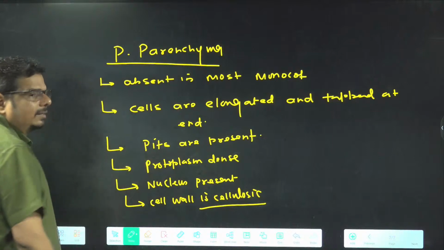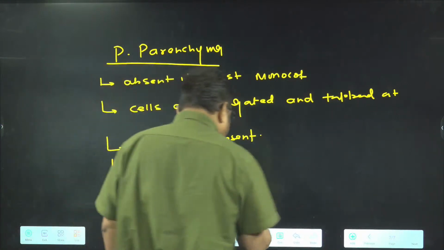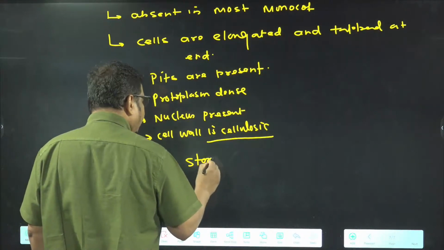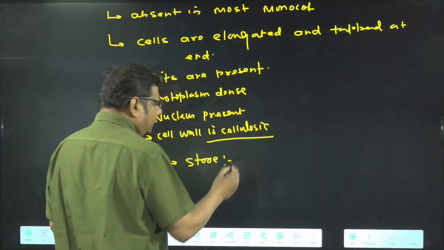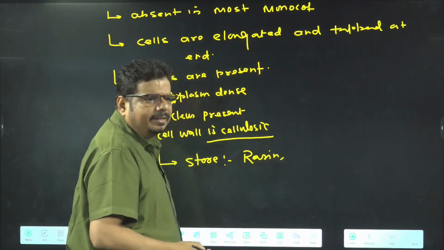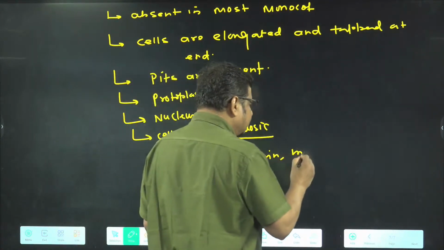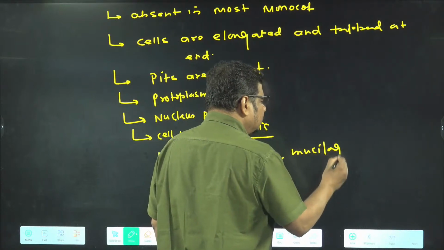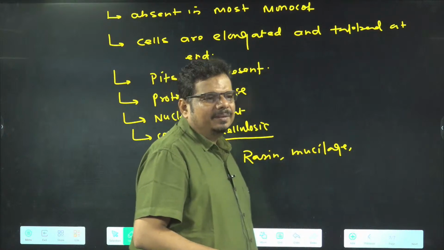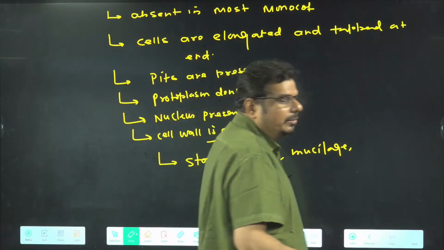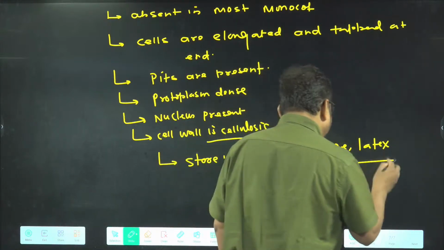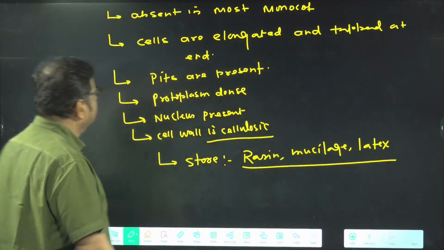Parenchyma is there, so the cell wall is what? Cellulosic. If we talk about phloem parenchyma, it stores. What is it storing? Resins. Another thing it is storing is mucilage, and latex. Very good. These are the pieces of information you keep about the phloem parenchyma in mind.